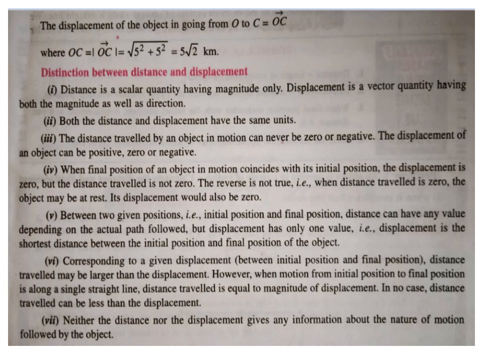The displacement is equal to or less than the distance, but the distance is always greater than or equal to the displacement. Displacement may be 0, positive or negative, but the distance is 0 or positive. And between the initial and the final position, we can have any value of the distance, whereas the displacement has only one value. So that's all about the difference between distance and displacement.